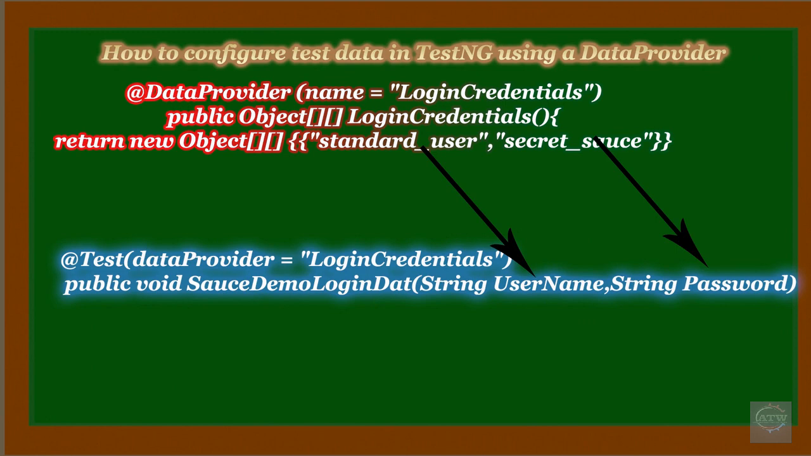And it's not just two values you can pass, multiple values and multiple times you can pass into the data provider. That means you can run data driven testing using a data provider. For example, if you have 5 sets of username and password, you can mention all these things comma separated.